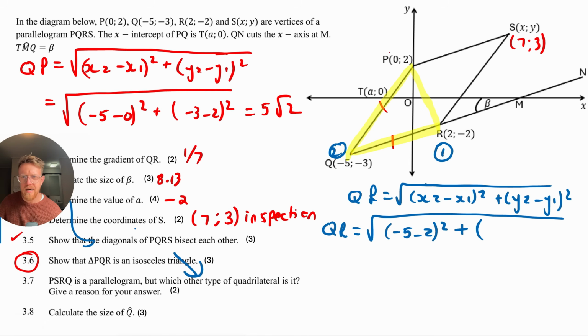And then minus 5 minus 2, what am I doing? Minus 3 minus 2. And then I'd go ahead and type that all on the calculator.